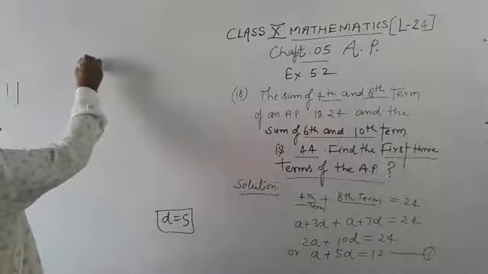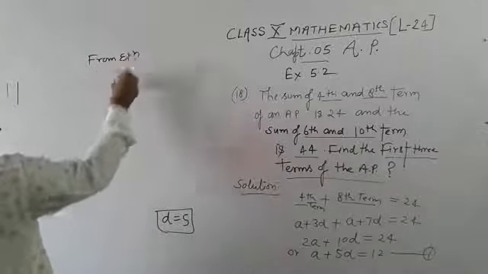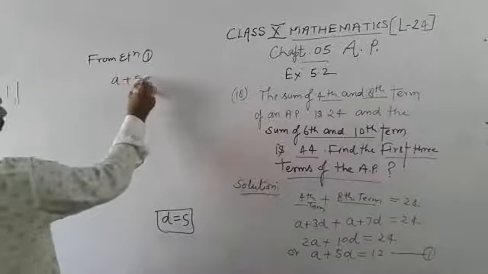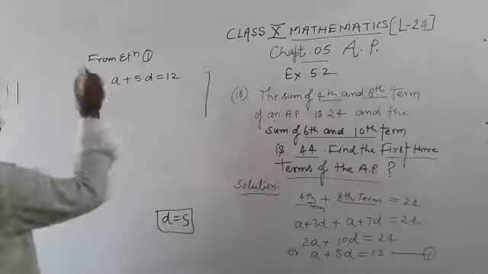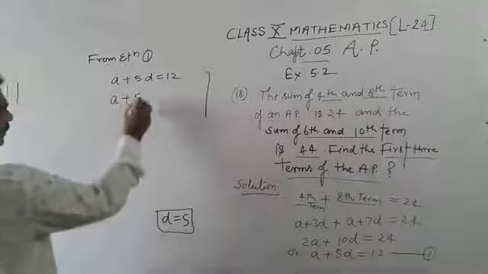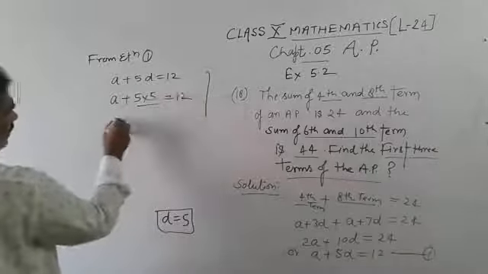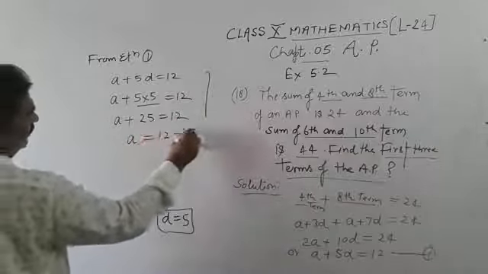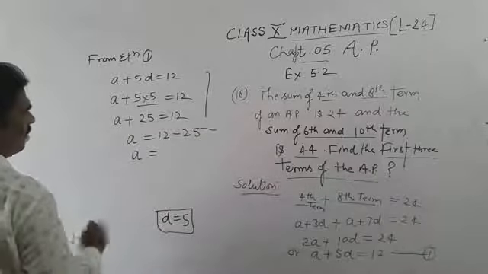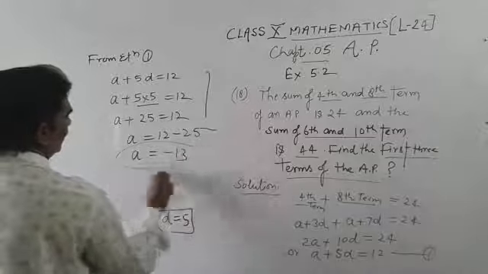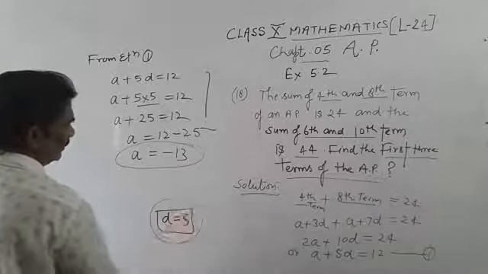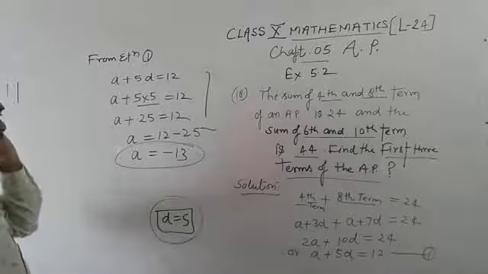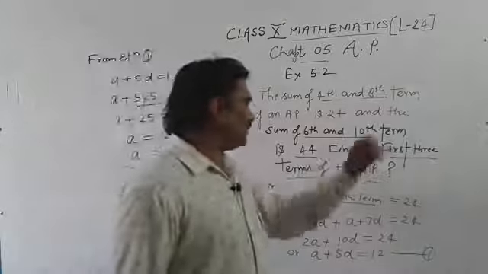Now from the first equation, a plus 5d is equal to 12. Putting d is 5, a plus 25 is equal to 12, or a is equal to 12 minus 25, or a is equal to minus 13. So we have first term minus 13 and common difference d is 5. Okay, now we need to find the first 3 terms of the AP.